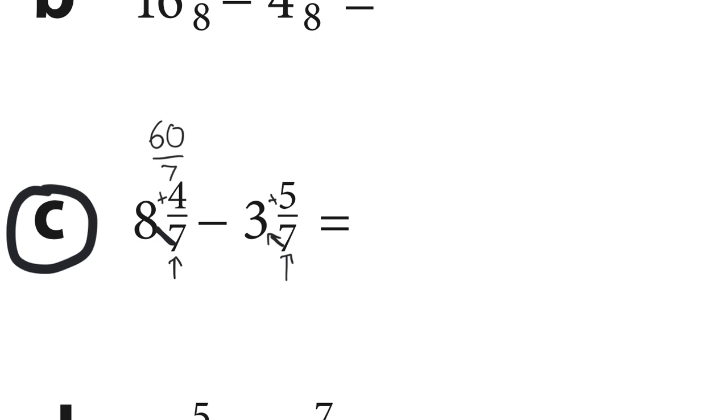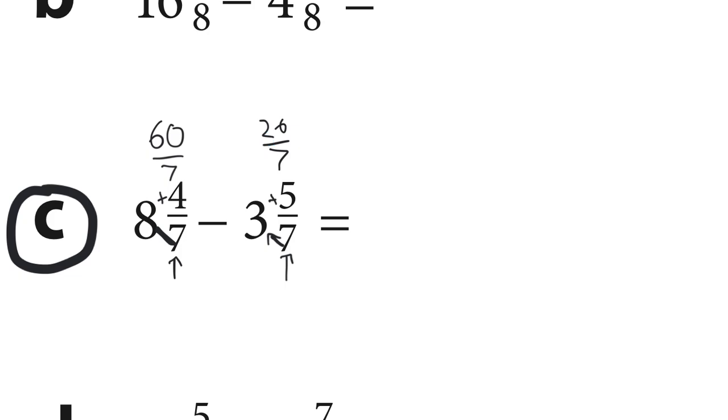And you're like, well, that's true, but why is that helpful? You're going to see here in a second. On the other side, if I take 7 times 3, that's 21. 21 plus 5 is 26. Keep the denominator the same, I have 26/7. Okay, so I found the improper fraction for each of the mixed numbers.